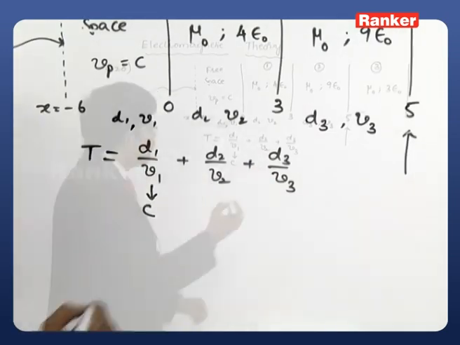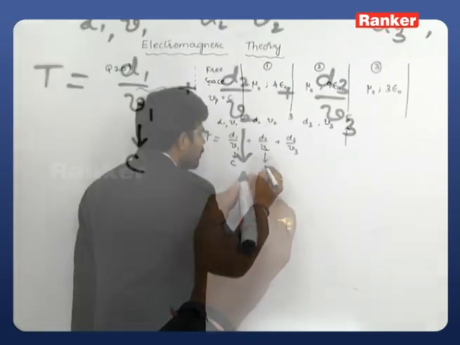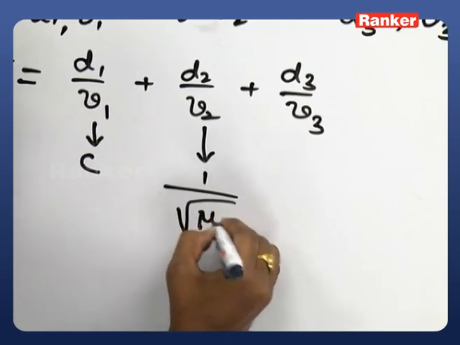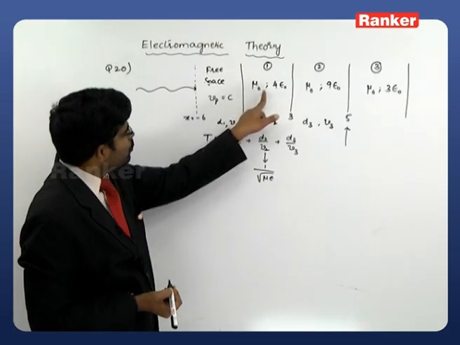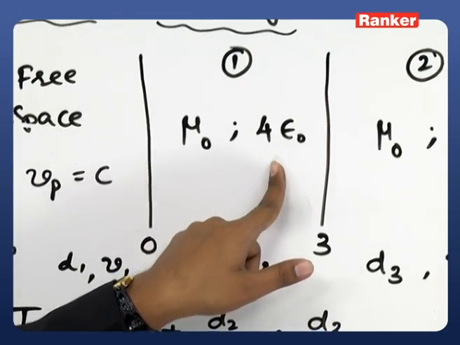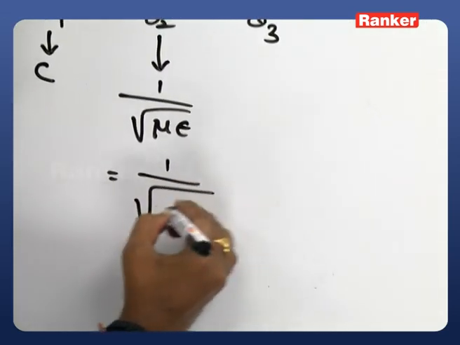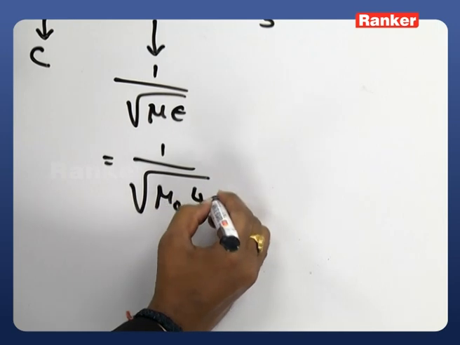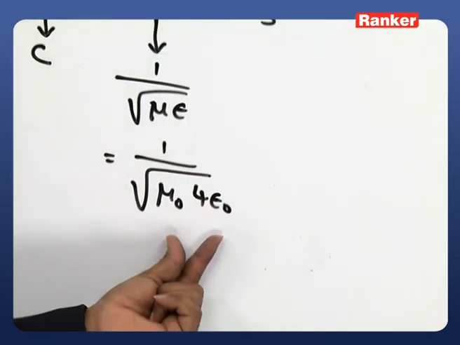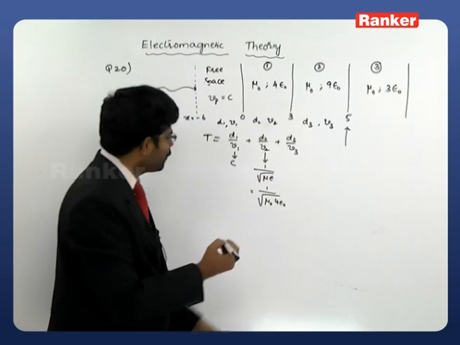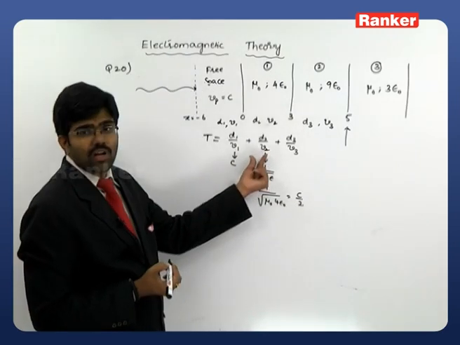And the second one, the velocity of the wave in the second medium, v2, can be calculated using the simple formula 1 by under root mu epsilon. What is 1 by under root mu epsilon? Where mu is equal to mu naught, epsilon is equal to 4 epsilon naught. So that's what I am substituting here, 1 by under root mu naught times 4 epsilon naught. 1 by under root mu naught epsilon naught is c, under root of 4 is 2, that is c by 2. That is what we have as our velocity 2.